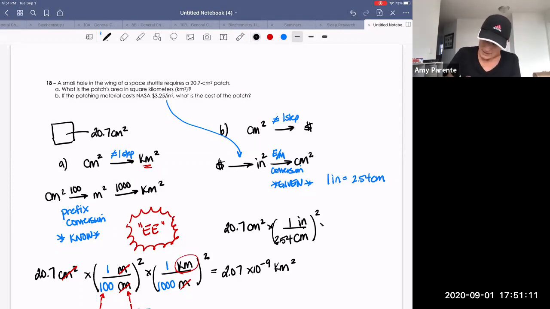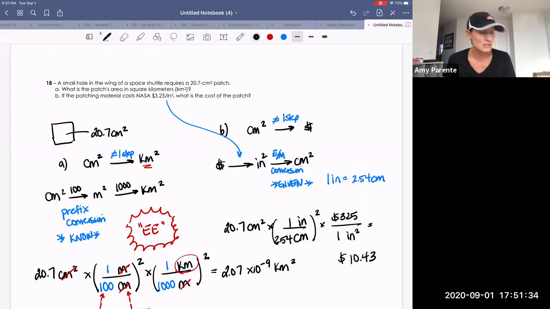Okay. Now I know I have inches squared, and I know from the piece of information that was given to me in the problem, I've got 3.25 in terms of my cost, so $3.25 for every 1 square inch of patch. Go through that math, and then we're going to end up having $10.43 is going to be the cost of our patch.